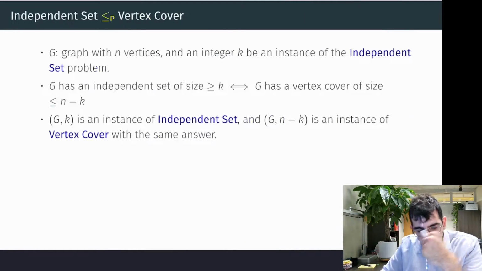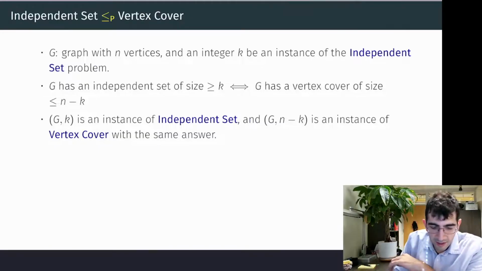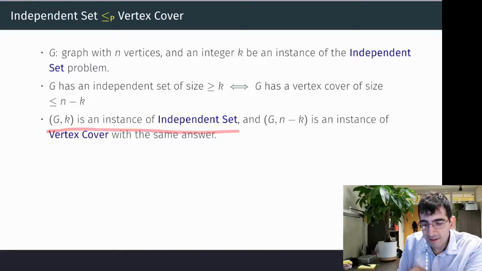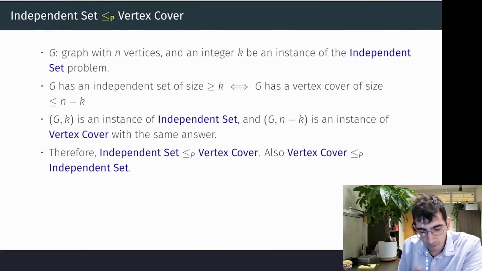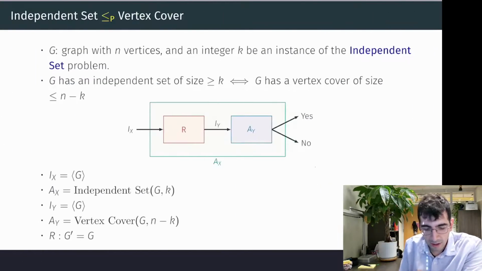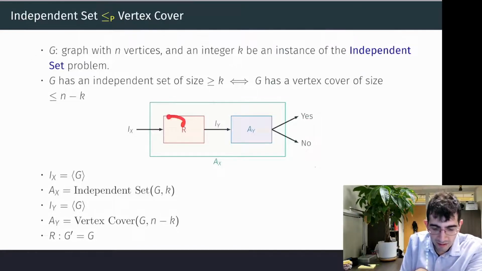So if (G, k) is an instance of independent set, then (G, n minus k) is an instance of vertex cover with the same answer. And so therefore we could get the following reduction: independent set is reducible to vertex cover, or vertex cover is reducible to independent set. And we could show the reduction like so. All the reduction itself does is transform this second number from k to n minus k.